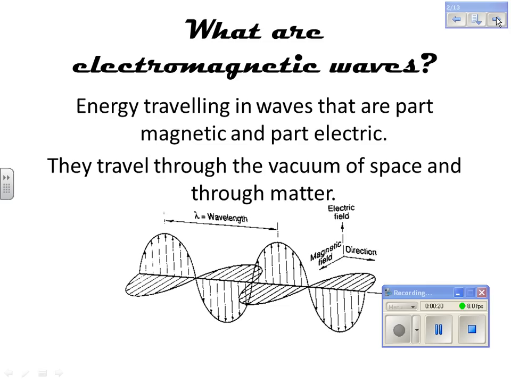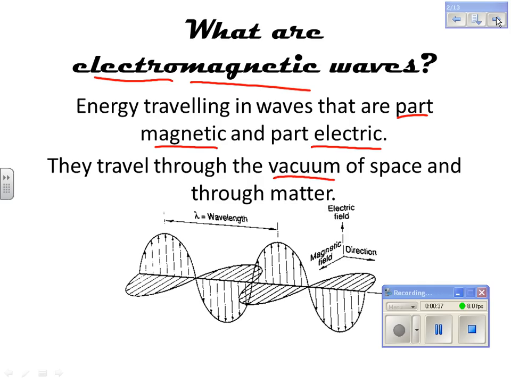So what are electromagnetic waves? It's energy traveling in waves that are part magnetic and part electric, hence the electromagnetic. Clever, right? They travel through the vacuum of space.